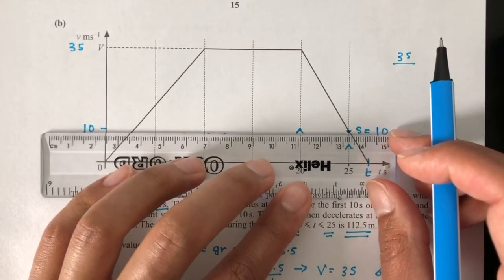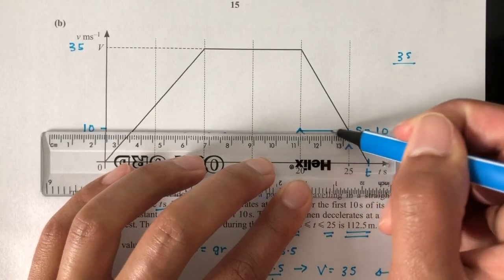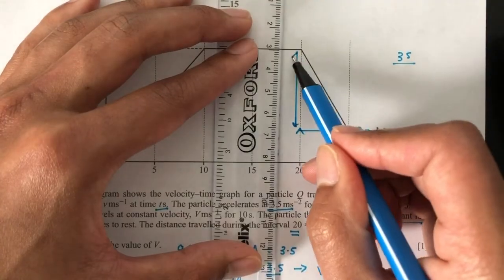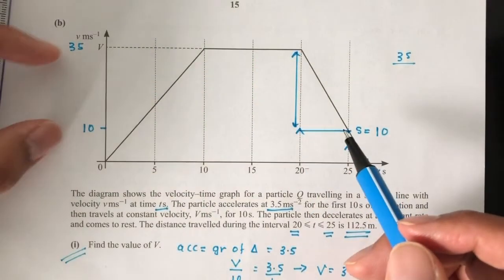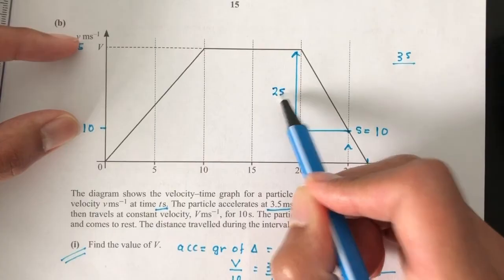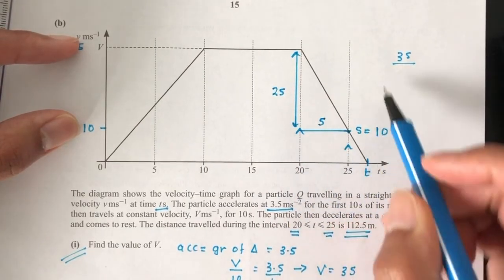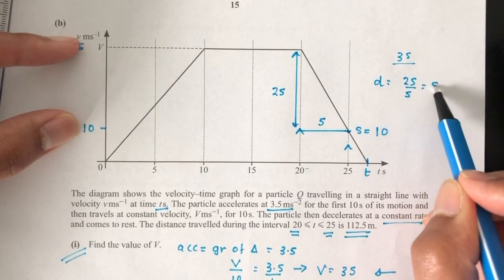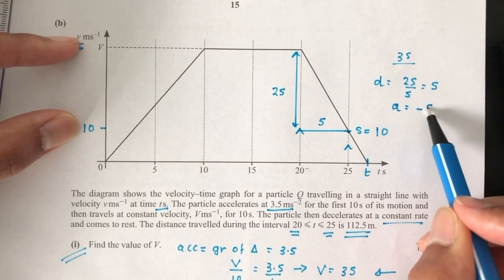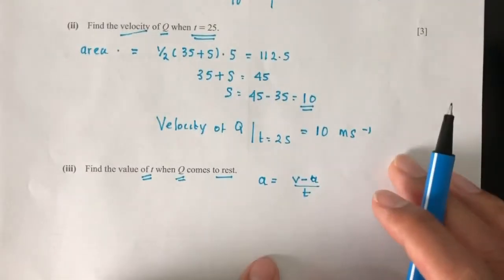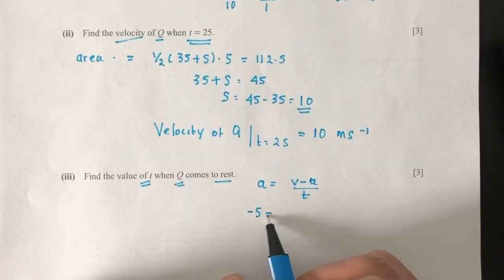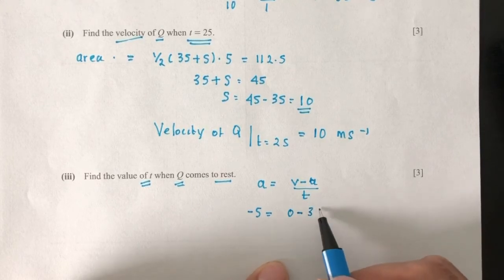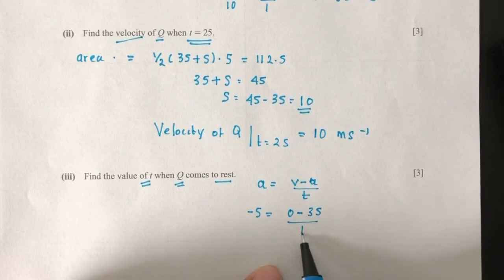Let's draw a new triangle. This will be our new triangle. This is our new height. So what will be this height? Will be this distance, which is 25, and the base will be 5. So the deceleration will be 25 divided by 5, which is 5. But the acceleration is minus 5. Right. So you replace here, minus 5. Final speed is 0. Initial speed was 35 divided by time taken.